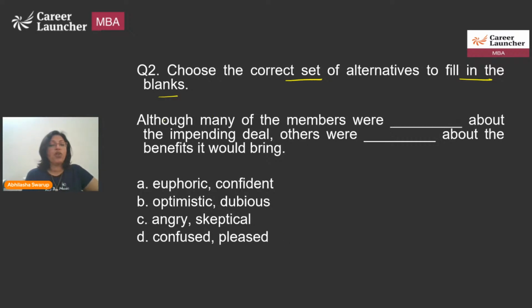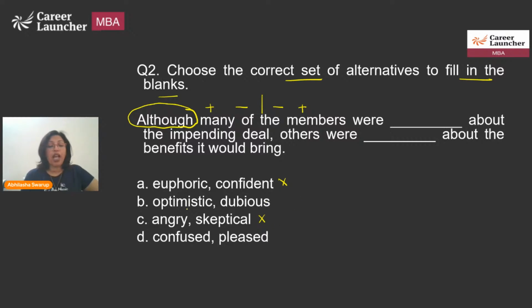So this is although, the word although I know is a contrasting conjunction. That means if the first set of words are positive, the second set of words are going to be negative, or vice versa. So if the first set of words is negative, the second set of words is going to be positive. So that means both the words cannot be in the same tone. So, for example, euphoric and confident cannot fit as an answer choice because both the words are in the same tone. So, therefore, I can eliminate this. Again, angry and skeptical cannot be an answer because both these words are also in the same tone. Both are negative. So, no.